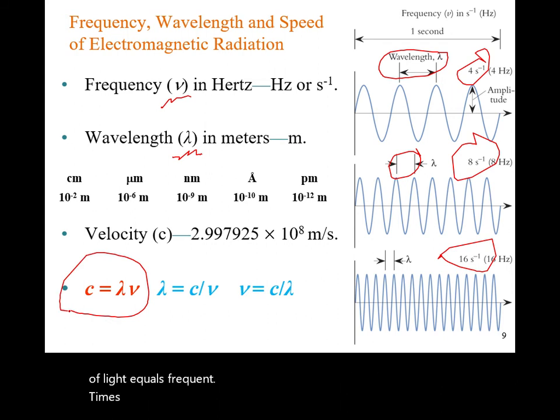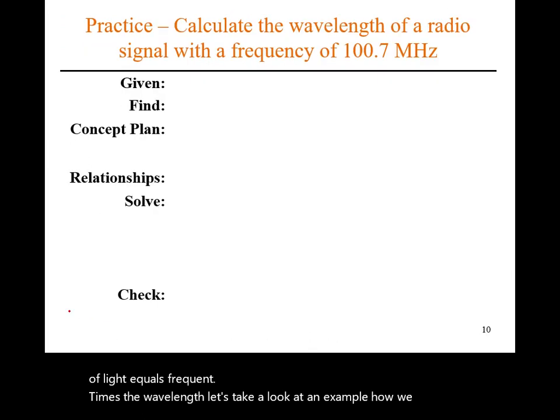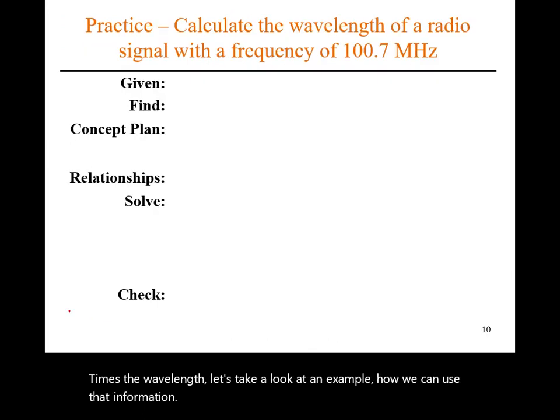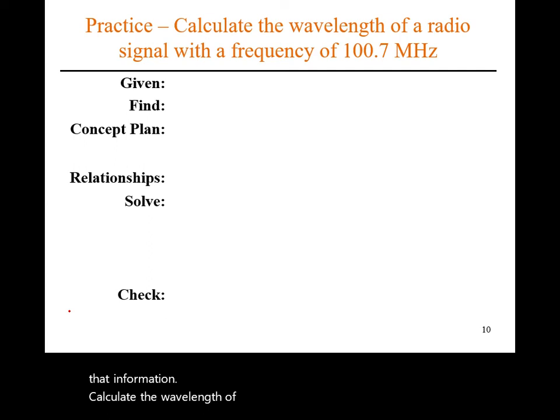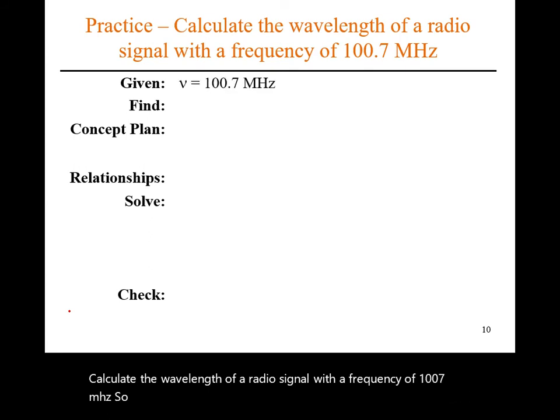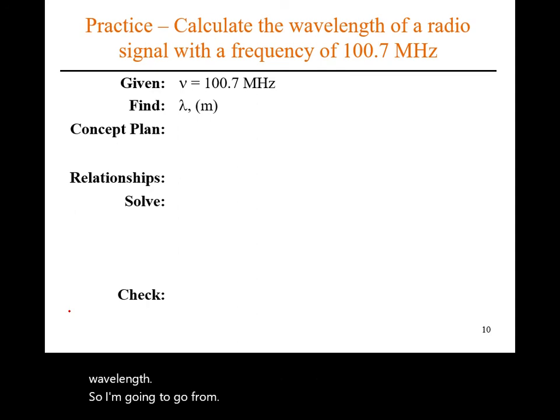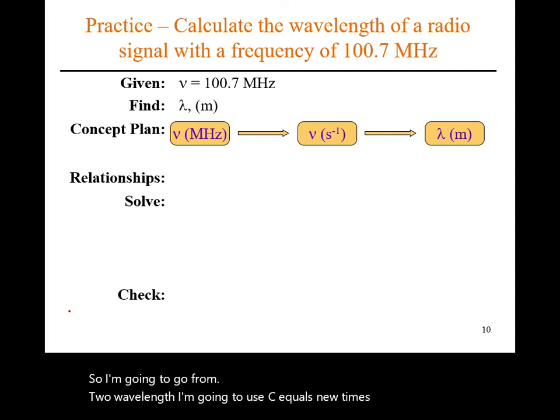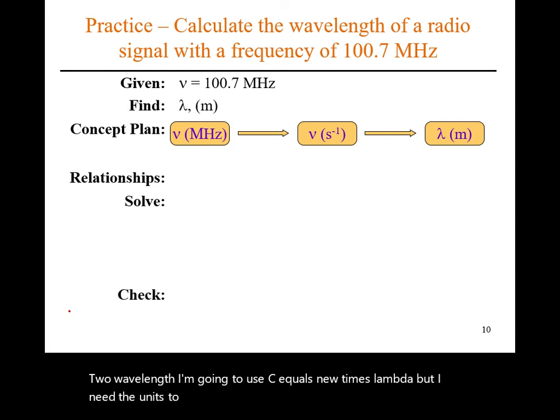Let's take a look at an example of how we can use that information. Calculate the wavelength of a radio signal with a frequency of 100.7 megahertz. So we're given the frequency to be 100.7 megahertz. I want to find the wavelength. So I'm going to go from frequency to wavelength. That means I'm going to use c equals nu times lambda, but I need the units to be consistent. So I'm going to convert my units of frequency from megahertz to hertz.